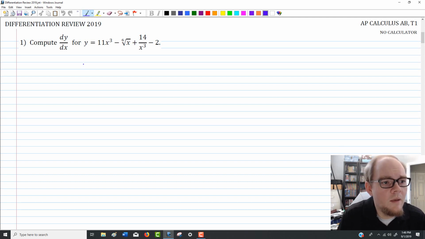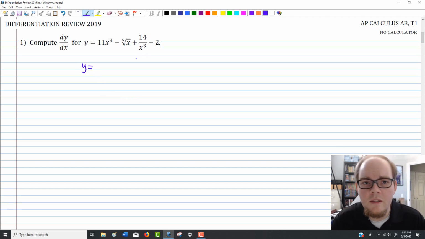So before I jump in, an important consideration is that if you're not exactly sure how to begin this problem because they don't all look like powers, it would be to cosmetically alter the function so that it does. So in this case, the 11x cubed can stick around. It's just got a scalar in front of it. But that 6th root of x would be easier for us to work with if we think about it as x to the 1/6 power. That way it matches the x to the n structure that we'd be looking for.